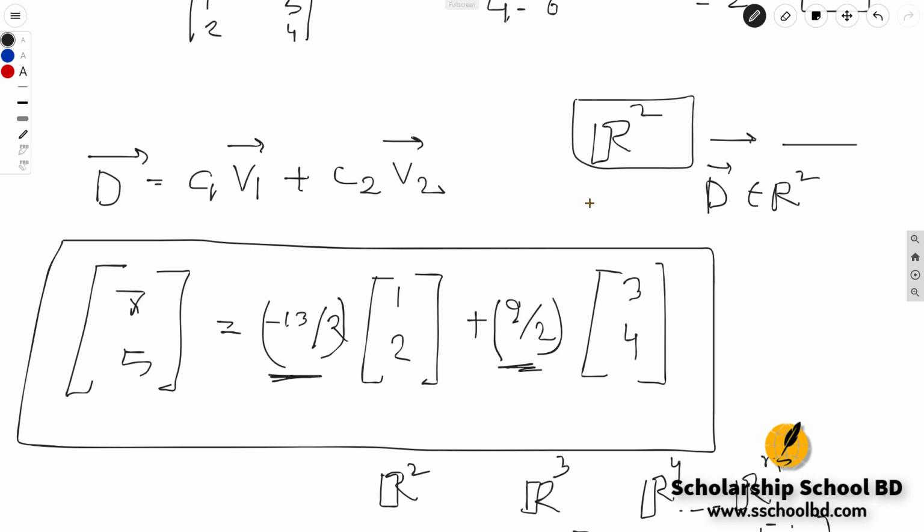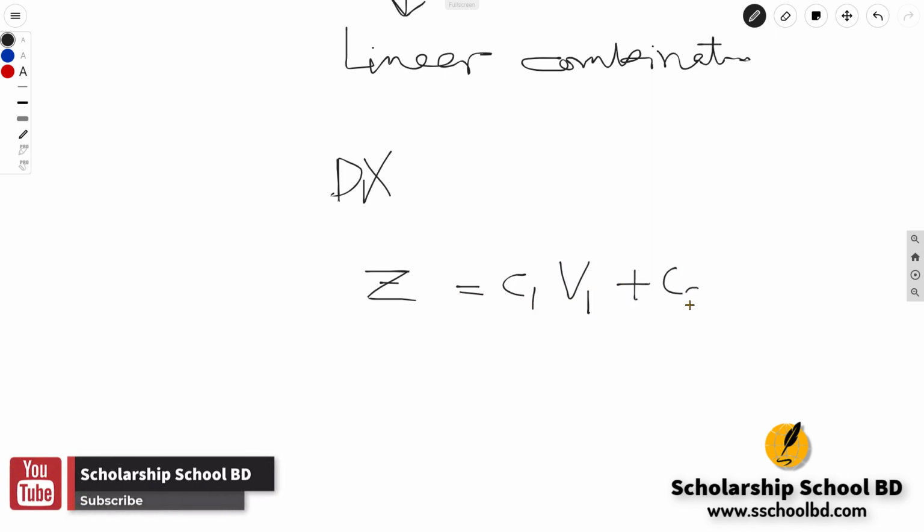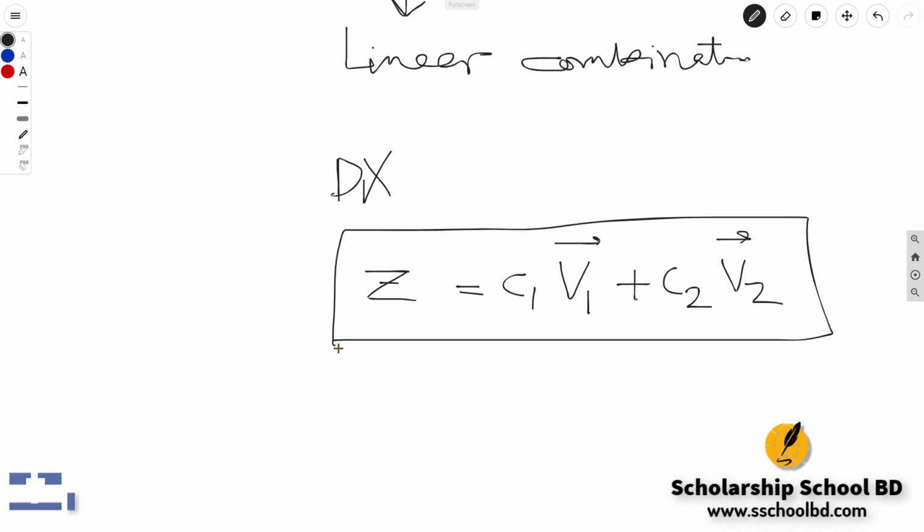Now the second question is, is there any other vector in R2 space apart from D which can be expressed as the linear combination of the same two vectors? All right. This is a very interesting question. So apart from D, is there any other vectors? For example, is there any other vector like Z vector, let's say Z, which can be also expressed as the linear combination of V1 and V2? All right. This is another question, right?